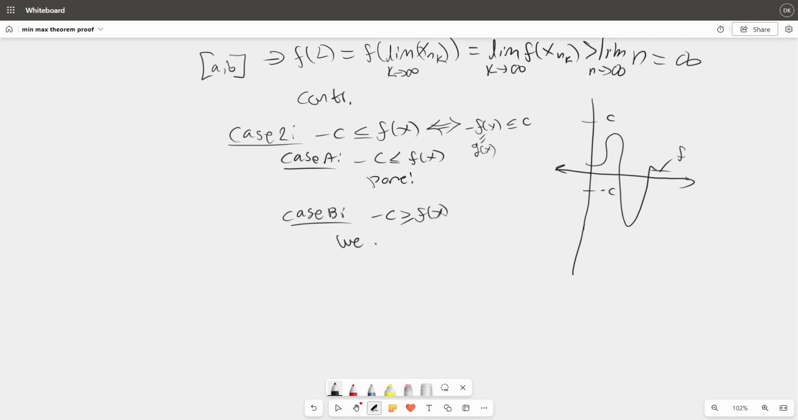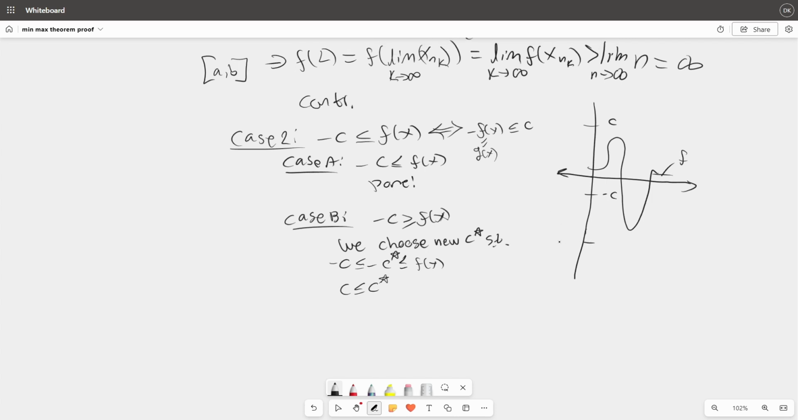So if this is the case, we choose a new c such that negative c is less than or equal to f of x. And we know that negative c is greater than or equal to c. I guess we choose a new c, we'll call this c star here. So we choose negative c star. We know that this is like this. Thus we know that c is greater than this, right? Thus we know that negative of c star is less than all z, and we also know that c star is also greater than c. Thus we can draw this picture. Thus we conclude that we've proven the entire statement.